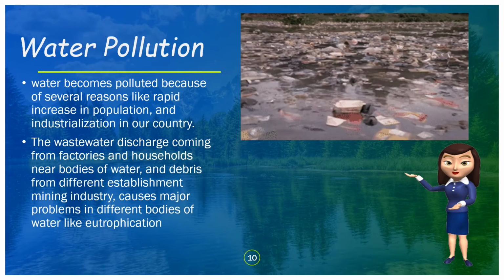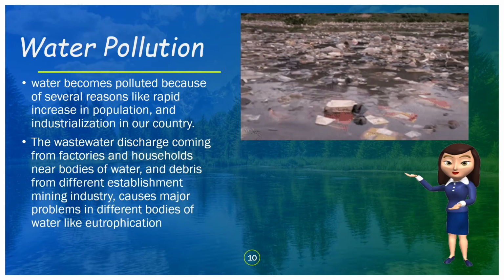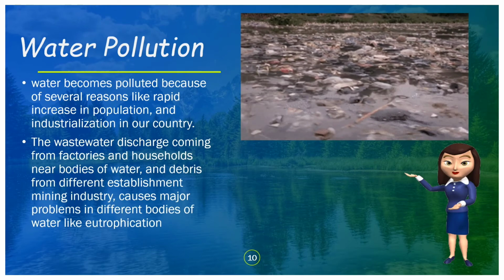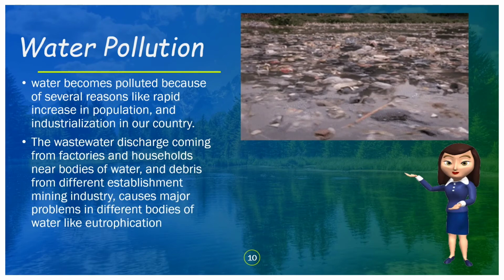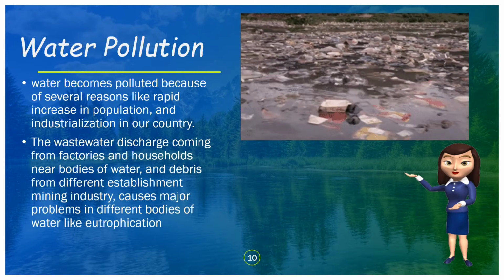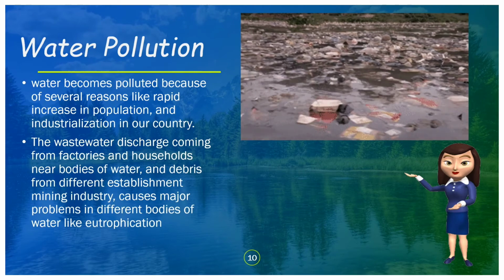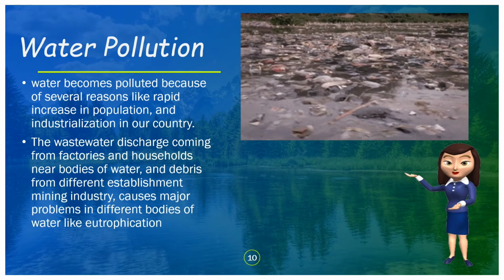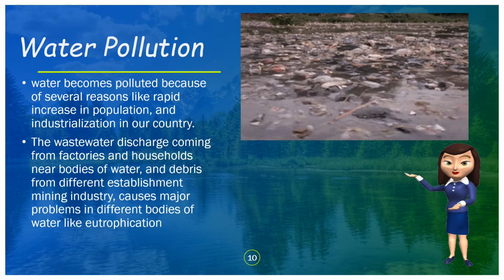Water pollution. Water becomes polluted because of several reasons like rapid increase in population and industrialization in our country. The wastewater discharge coming from factories and households near bodies of water and debris from different establishments and the mining industry caused major problems to different bodies of water like eutrophication.